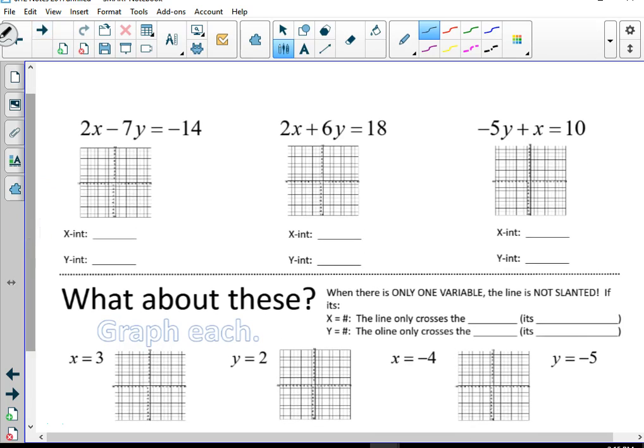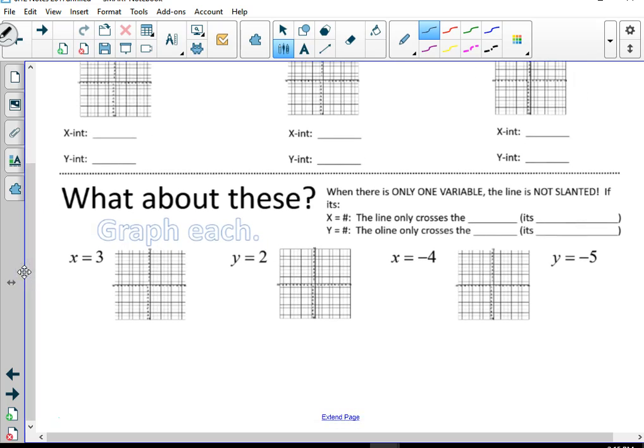Okay? 2 and 7 both go into 14. 2 and 6 go into 18. 5 and 10, 5 and 1 going to 10. Unless you need more practice, I think you got it down. So it's very simple. Cover up, plug a 0 in, solve for the missing one. Okay, now the special lines.